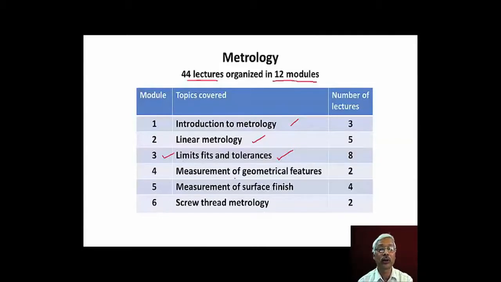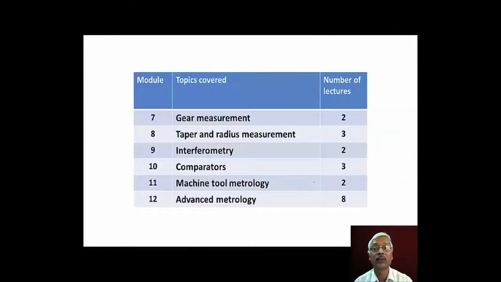Such things we will be discussing in module number 3. And in module number 4, we will discuss about the measurement of geometrical features. Mainly, we will be discussing about straightness measurement and squareness measurement. And then we will move on to measurement of surface finish and screw thread element measurements, gear element measurements, taper measurement, and radius measurement.